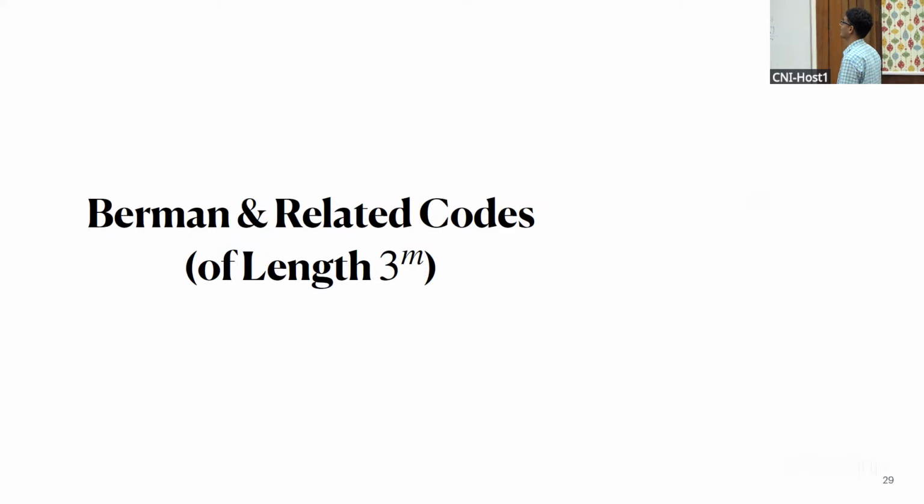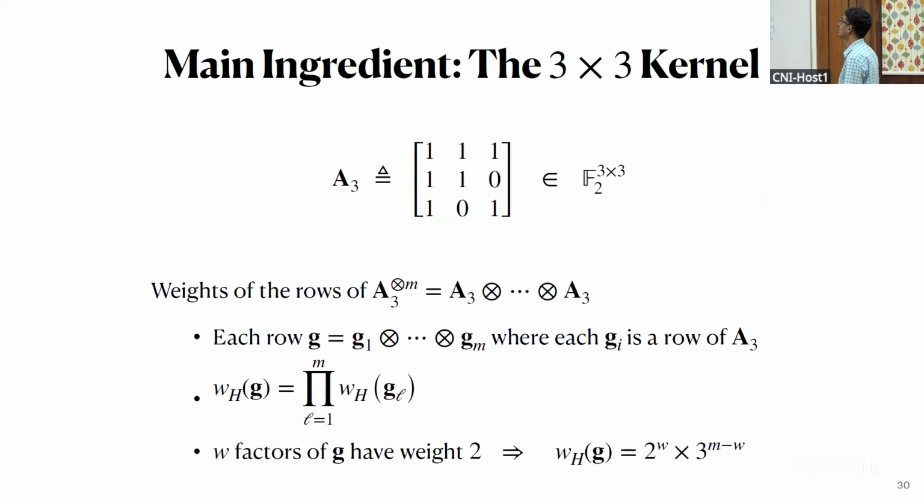Okay. So basically, I can use this trick to show you how Bellman codes can be constructed. So now it becomes very simple. How Bellman codes work is that you start with this 3x3 matrix. We call it the 3x3 kernel because it's like a seed from which you construct the code. This is a 3x3 invertible matrix.